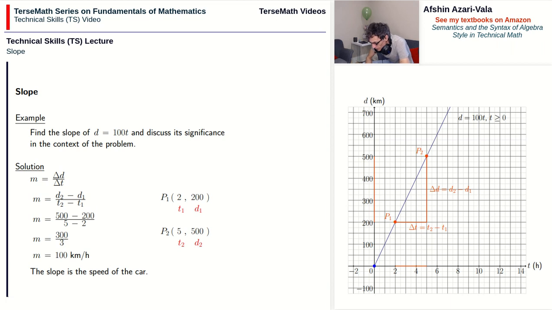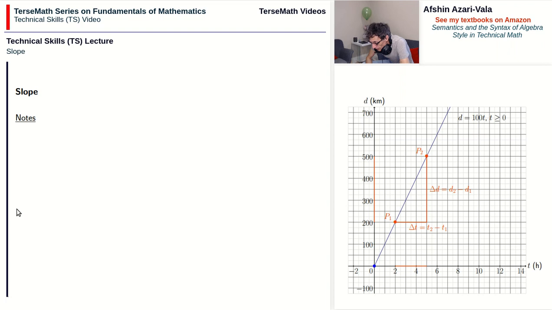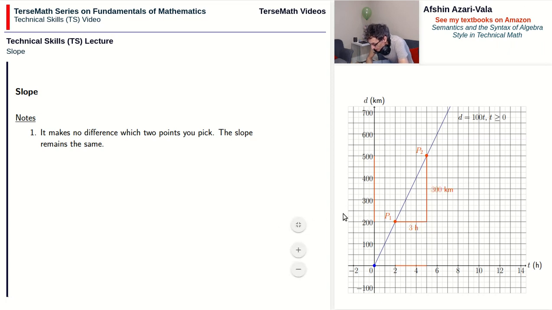Okay, now let's take up some common questions about slope. First of all, it makes no difference which 2 points you pick. The value of slope will be the same. As an example of that, if I pick these 2 points, I end up with 300 kilometers in 3 hours. And so 300 divided by 3 is 100 kilometers per hour.